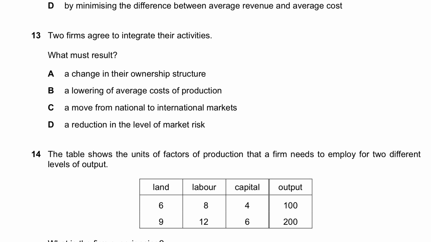Question 13 says two firms agree to integrate their activities. What must result? Integrate simply means that firms are coming together or joining. There are different kinds of integration. There could be a merger, or there could be an acquisition of two firms. And integration would result in basically a change of ownership structure, as firms either come together or one firm decides to buy another firm. And that's why A is the right answer, where when two firms integrate, there is a change in ownership structure.